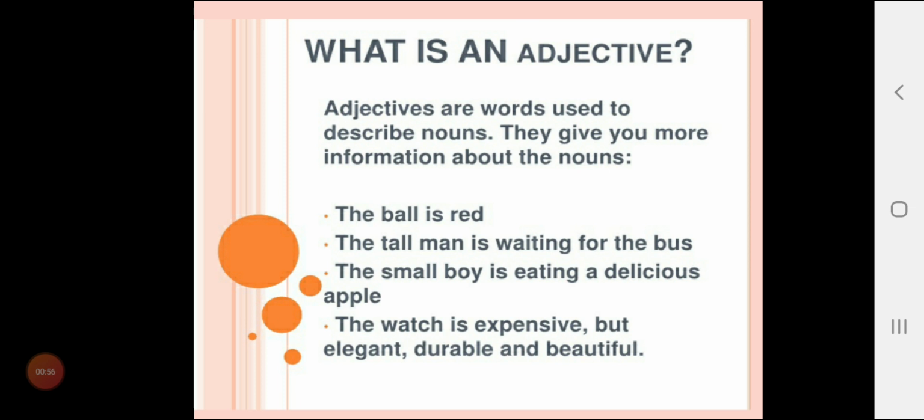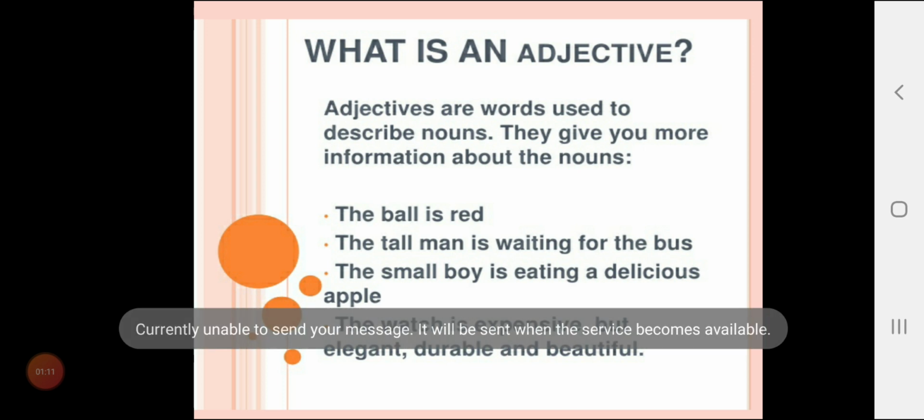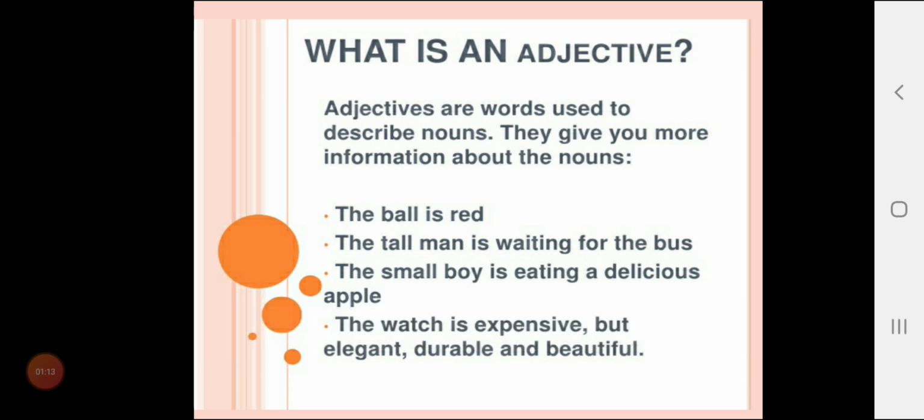For example, the examples given on your screen: the ball is red, so here red is an adjective. The tall man is waiting for the bus. We can also write the man is waiting for the bus, but the word tall is describing that man. It is a describing word. So therefore the word tall is an adjective.